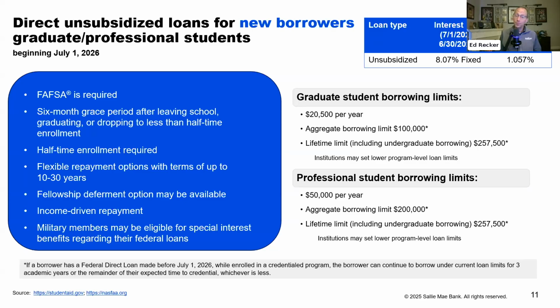in the following years. But students that currently fall under that professional designation, think medical doctors, think, I believe, oh my goodness, psychologists, think veterinarians, those types of things. So those folks are eligible for $50,000 a year, and then they can borrow up to $200,000.